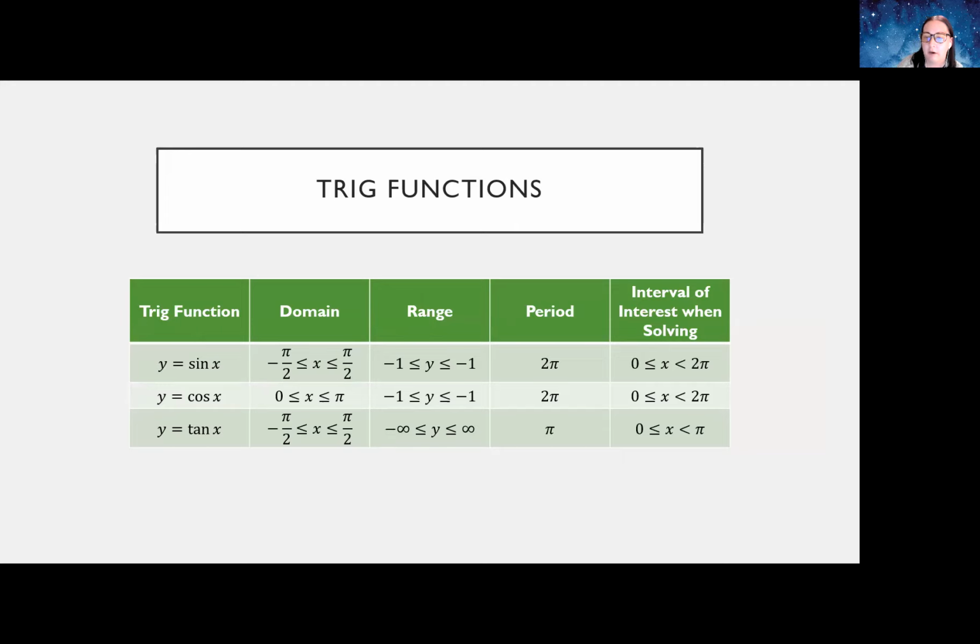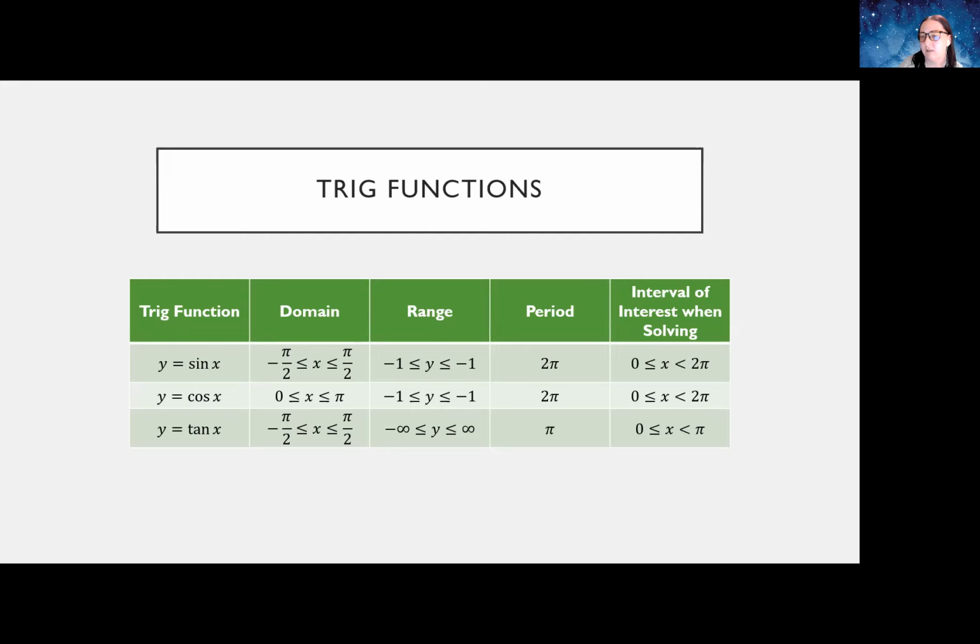The period helps determine when we're solving equations that have these trig functions, where on the unit circle are we looking for our answers. So for sine and cosine, basically anything between 0 and 2 pi on the unit circle, that's where we're looking to have an answer, because our period is 2 pi. But for tangent, your primary answers when you're solving are going to be between 0 and pi. So it's because the period is pi and then it starts repeating after that.